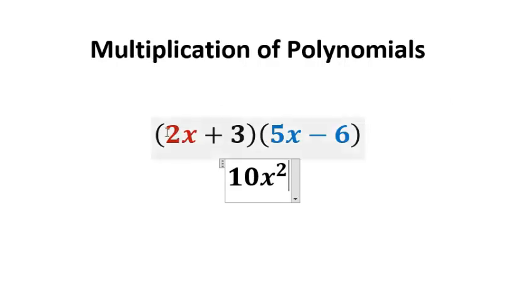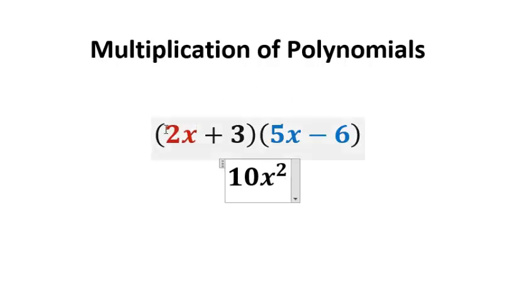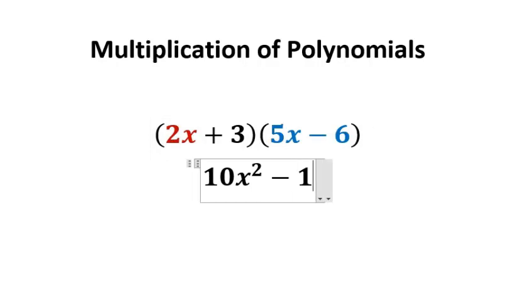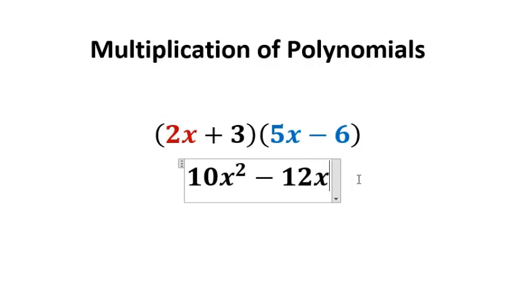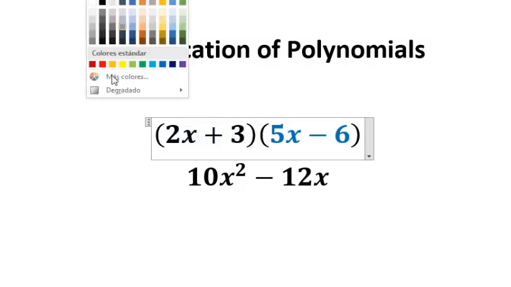Okay, now let's go with the other one. It's still the number 2x. I'm not going to go with 3. No, I'm still with the number 2x. 2x times 5x, I already did it. Now I'm going with the other number, 2x times negative 6. So 2 times negative 6 will be negative 12. And the x, because this one doesn't have an x, I'm just going to copy it. Now once I've finished, I have no other number to multiply with, so I am done with number 2. Okay, now I'm going to go with number 3, and I'm going to put number 3 in here.